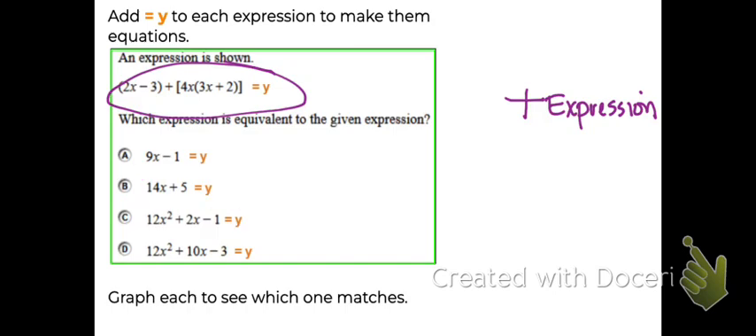You're going to go through each of the choices and graph them to try to find which one is the same exact graph, the same picture as that original. Because if they are equivalent, if they're the same thing, but maybe just written slightly different, written as a multiplication problem or not, then the graph is going to look the same.